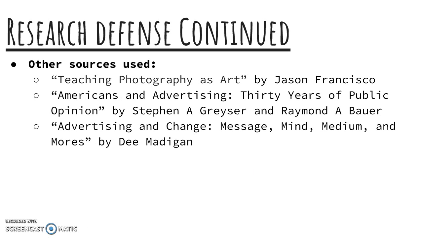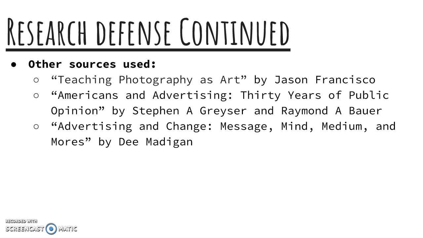During my later research, I found the article Teaching Photography as Art by Jason Francisco to be helpful, because he talked about how photography has become an art form that turns photographs into protagonists that tell a narrative. And now, these 3 sources were not included in my annotated bibliography. Another article I found is titled Americans and Advertising, 30 Years of Public Opinion by Stephen A. Grazer and Raymond A. Bauer, which I took advertising facts from to use in my advertising section to show that Americans actually agree with agencies that advertising helps our country.